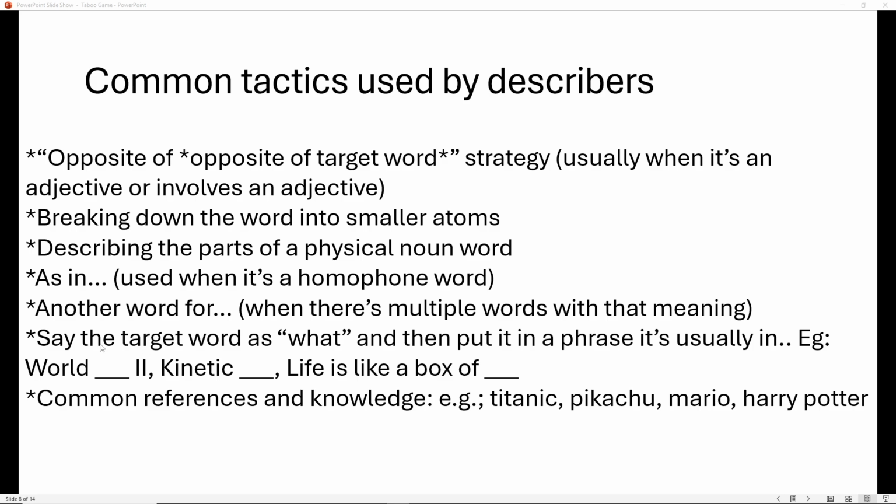I find this one useful. You can say the target word is like what, and then put it in a phrase. It's usually like fill in the blanks. So Great Big War that started in 1939. It was World something too. In Minecraft, when you crash into a wall on an elytra, the player experiences kinetic energy. Or my mom always told me life is like a box of chocolates, right? You can see where I'm going with this? And it's common references and knowledge, so just the stuff that's commonly known, you'd want to pick on that if the word is possible to do it with.